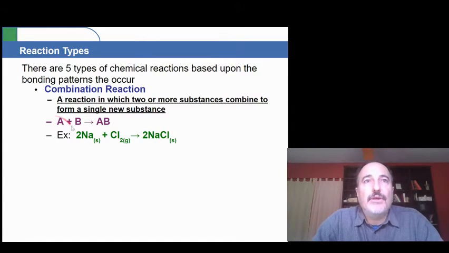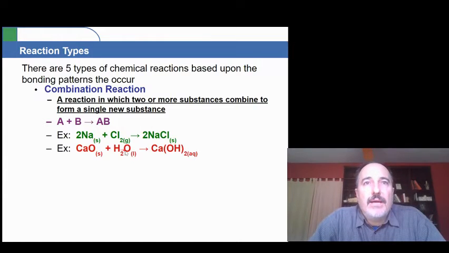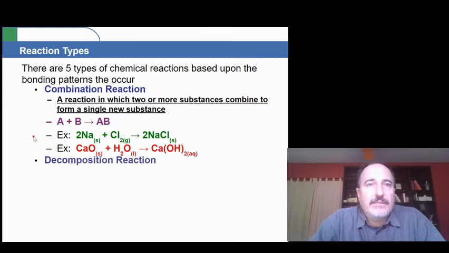For example, sodium metal reacting with chlorine gas will produce sodium chloride. So A plus B gives you AB. Or you could have 2 compounds combining together, such as calcium oxide and water. Those combine together to produce calcium hydroxide. Again, one substance here, 2 substances as reactants.